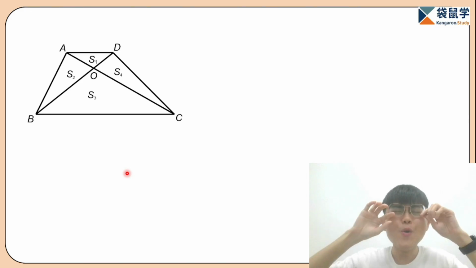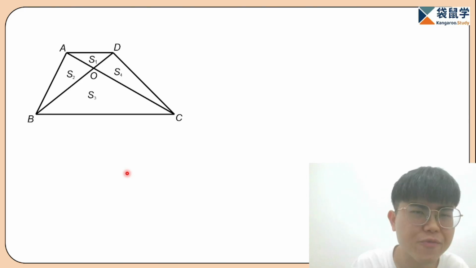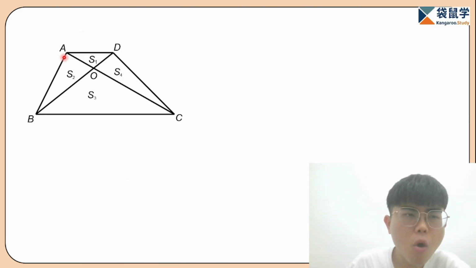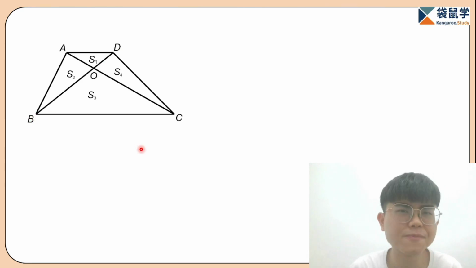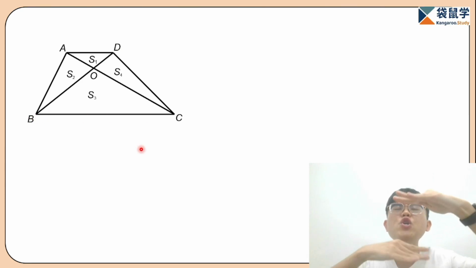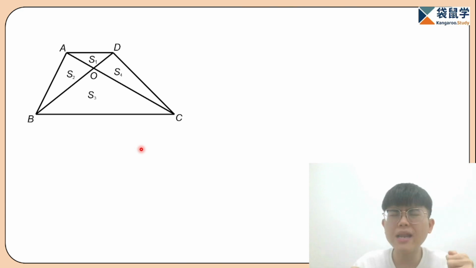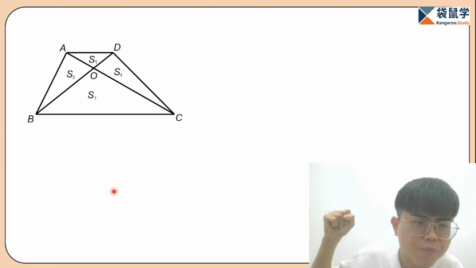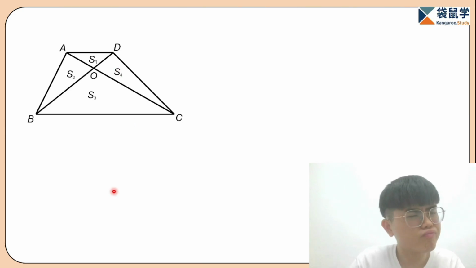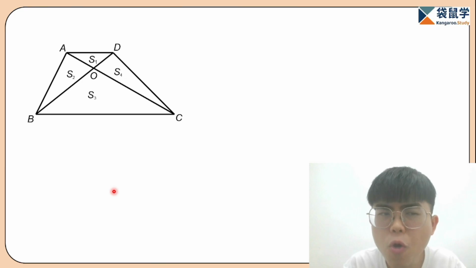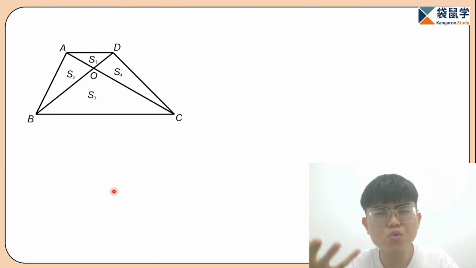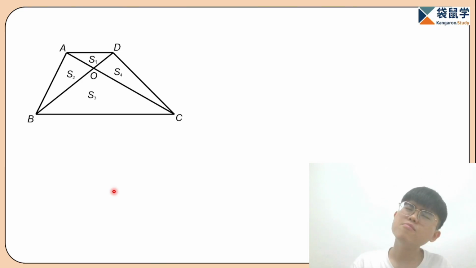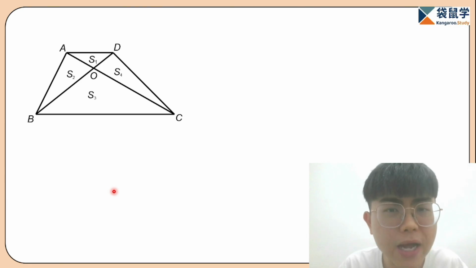Okay, everyone, we have a trapezium right here, and we see the line AD and the line BC right here. What is the characteristic? We say that there are two parallel lines. When we have two parallel lines, any distance between these two lines will be equal. And although this is something that we know, what's the relationship between S2 and S4? Maybe we cannot find any relationship now.